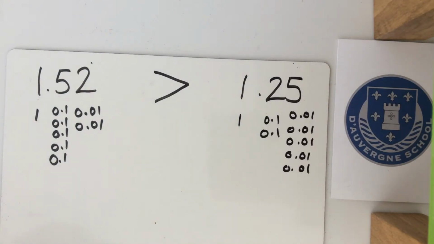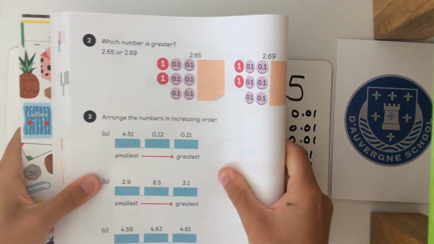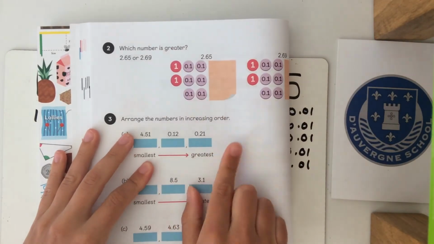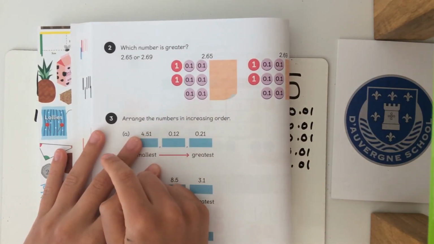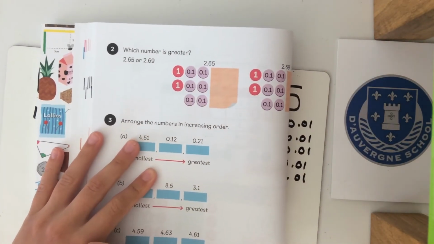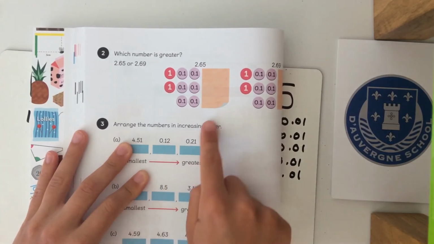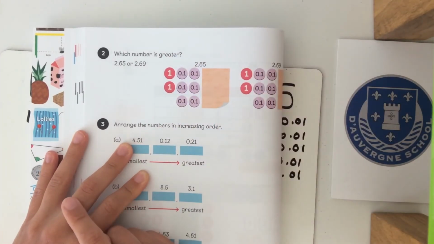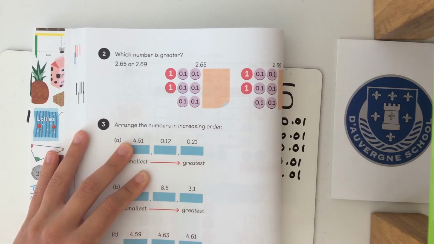Okay, the next part of the guided practice, we've got another question the same. Which is greater this time, please? 2.65 or 2.69? So pause the video now whilst you make those with your place value discs and use our greater than or less than symbol.